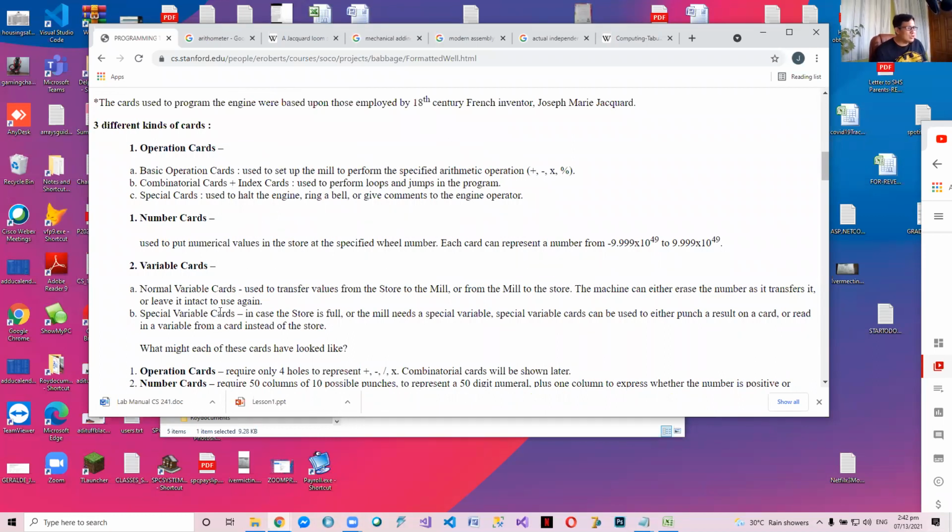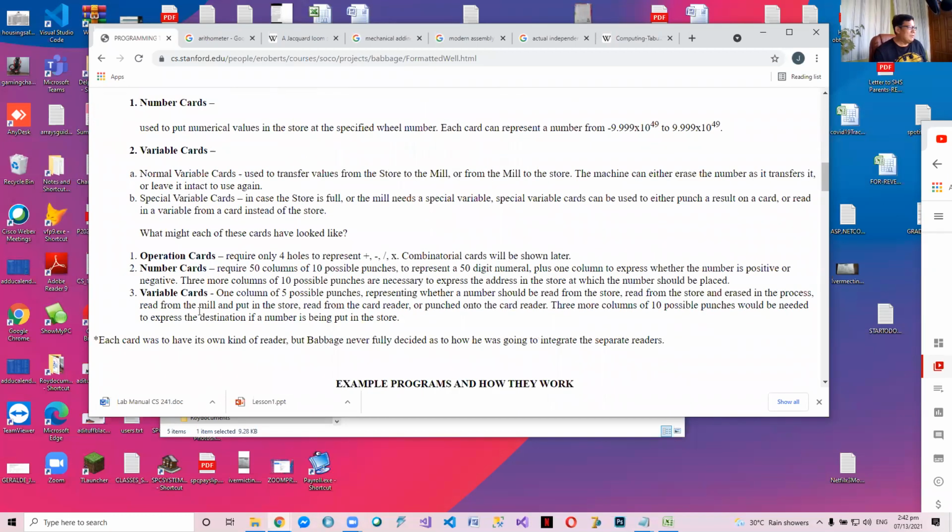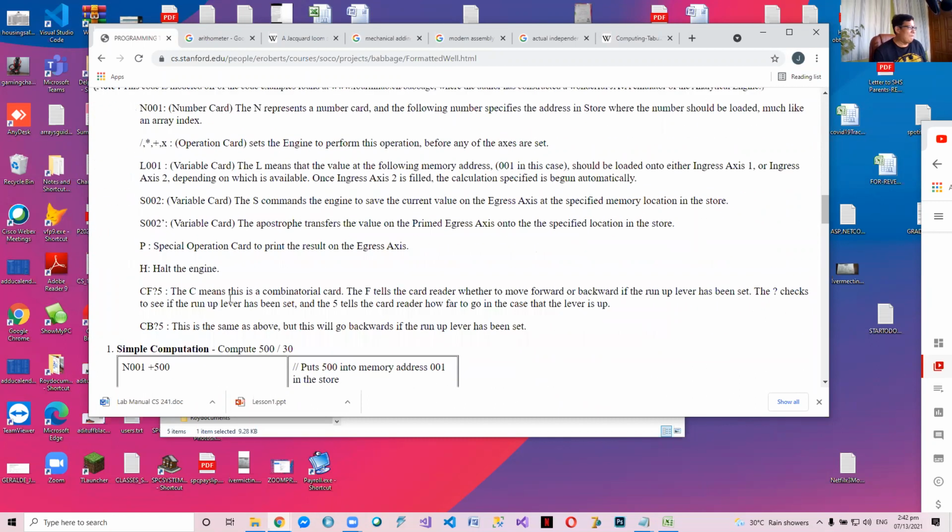Variable cards are used to transfer data from the store to the mill or the mill to the store. Do you follow? Load and store ang tawag dito. Okay? Now there's a special variable card for when the memory is full. Other cards are used to store values in memory. So the cards look like operation cards, number cards, and variable cards. Okay? Do you follow? Let's have an example.